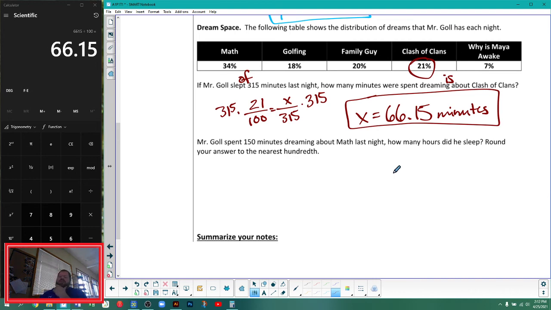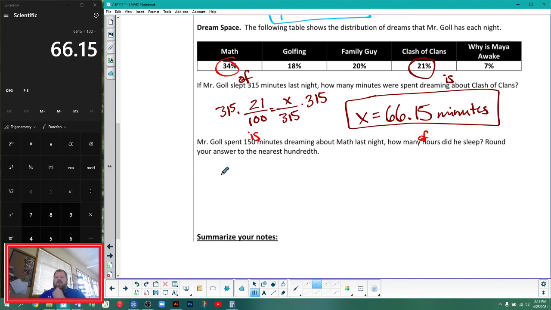Mr. Gall spent 150 minutes dreaming about math last night. So how many hours did I sleep? I want to round the answer to the nearest hundredth. Couple different things going on in this problem. Let's go ahead and take a look at it. So first of all, we're concerned with math. Thank goodness. That's probably pretty realistic. And 150 minutes, when it's dreaming about a specific thing, that makes it the is. And we're looking for the of. Okay, we're looking for how long did I sleep total.